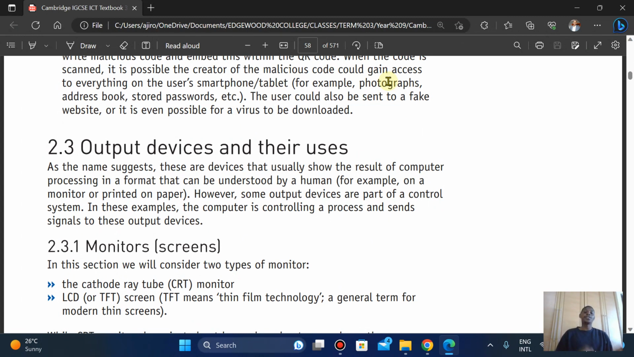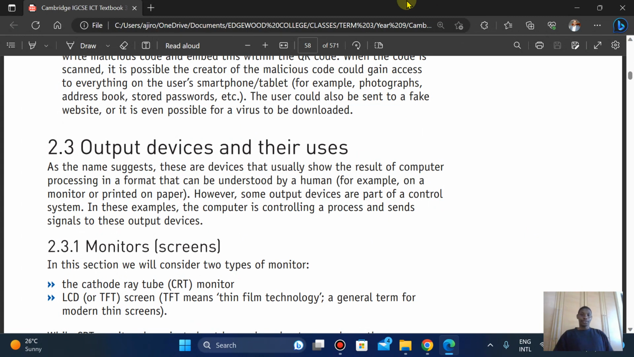However, some output devices are part of a control system. In these examples, the computer is controlling a process and sends the signal to these output devices. So it goes beyond your soft copies and hard copies, right? There are some that are part of a control system that help to control. A good example is your actuators, right? They help to control that. Okay.